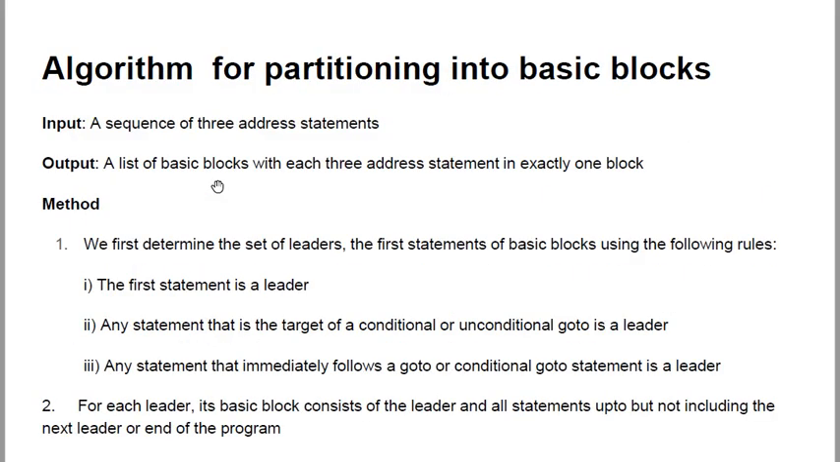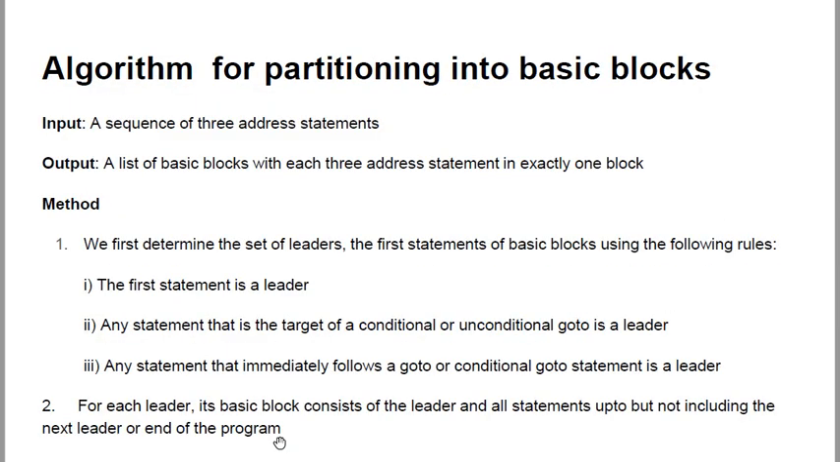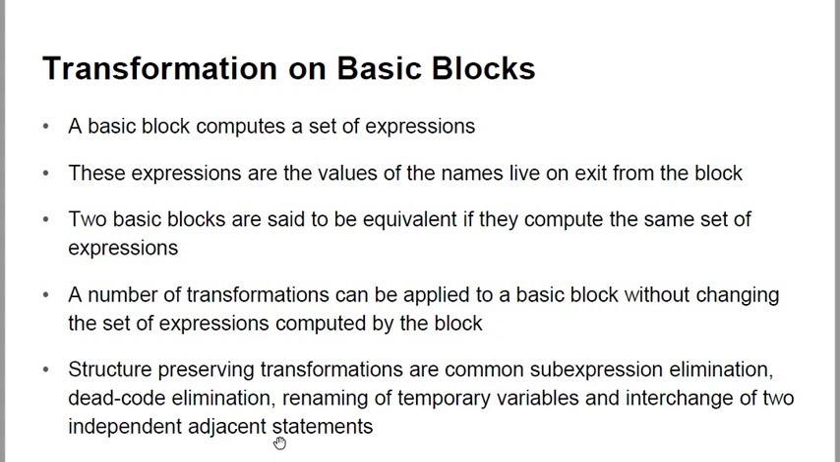So the second point is that for each leader, its basic block consists of the leader and all statements up to but not including the next leader. So line number 1 is the first leader, line number 5 is the second leader. So all the statements up to line number 4 will be in the first basic block. That is the meaning of this second point. Okay. So a basic block computes a set of expressions, and these expressions are the values of the names which are live on exit from the block.